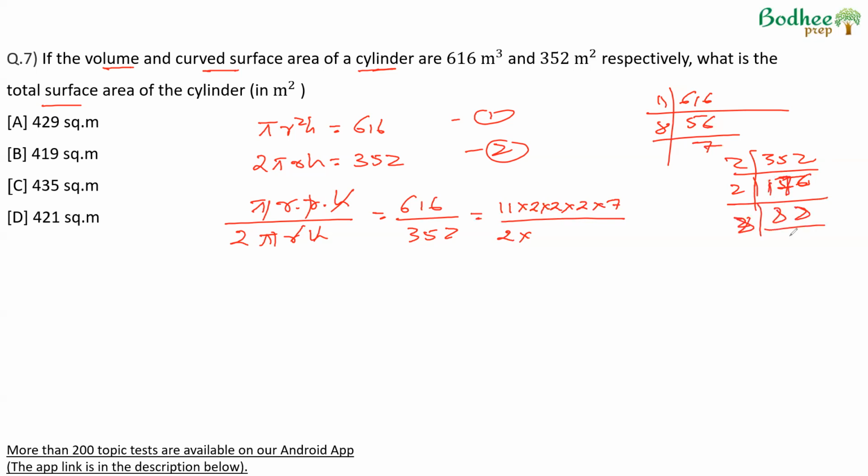This divided by 8 will be 11. So 2 into 2 into 8 into 11. 8 cancels with 2 into 2, 11 and 11 cancel. So basically R by 2 is equal to H by 7 by 2 into 2. 2 and 2 cancel. So the radius comes out to 7 by 2.